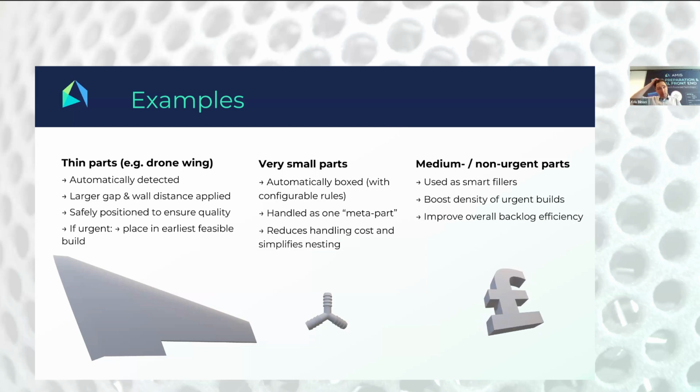And then, of course, medium parts, non-urgent parts, or other small parts which can be loose. They're perfect for filling up. They're perfect for actually improving the overall density, so lowering your overall total cost of ownership for the machines. And they will really have a positive impact on the backlog and on the efficiency of your prints.